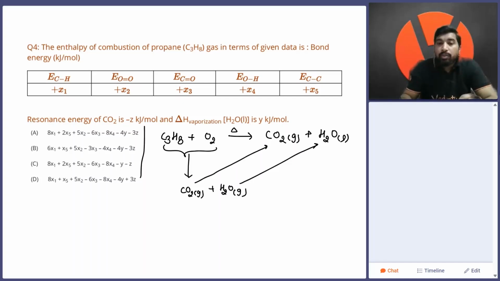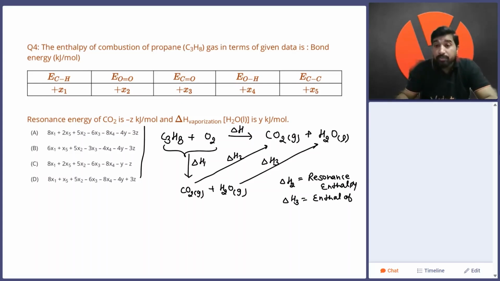So for the calculation of this del H equation, suppose this is del H1, this is del H2, and this is del H3, where del H2 is the resonance enthalpy, and del H3 is the enthalpy of vaporization.